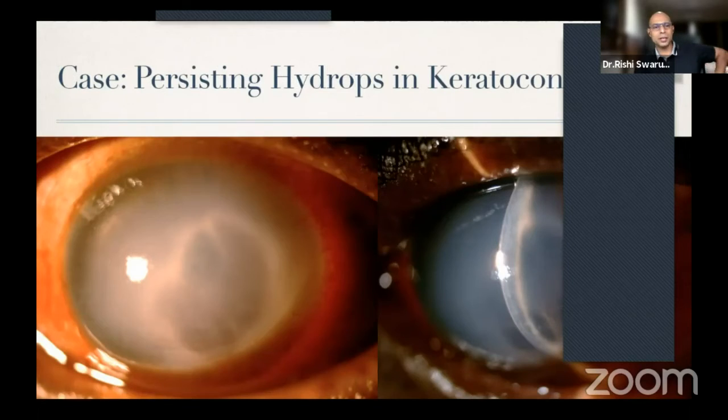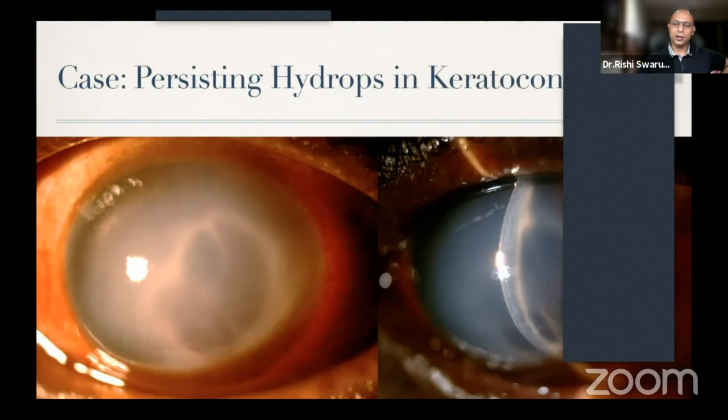So this is one patient of mine who had a very, very bad persisting hydrops. And you can see that there's a big tear in the Dua's layer and an extremely hydrated cornea. So in such a case, there's no point doing a DALK. You have to do a penetrating keratoplasty.